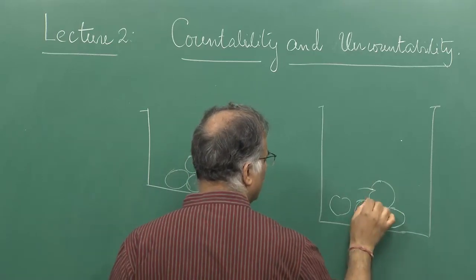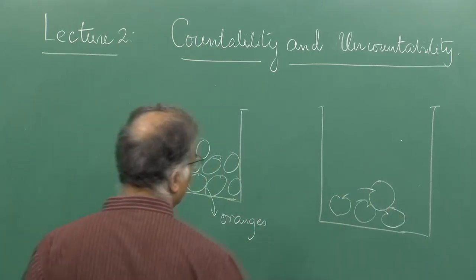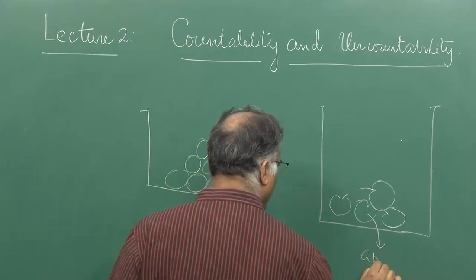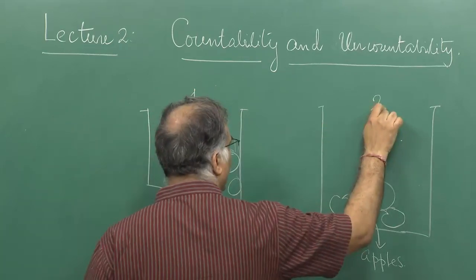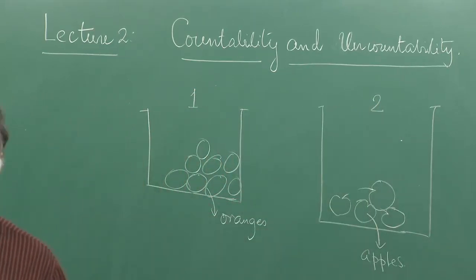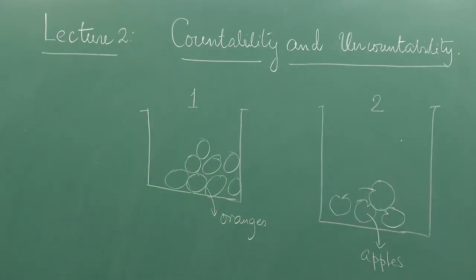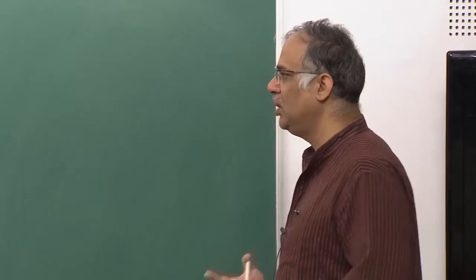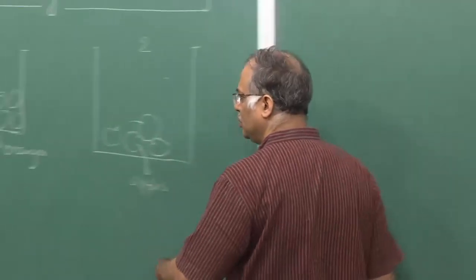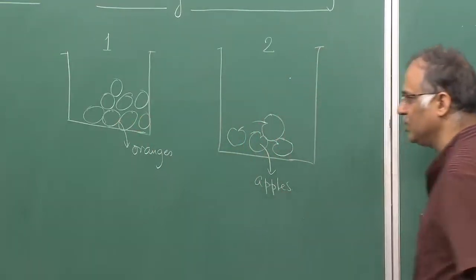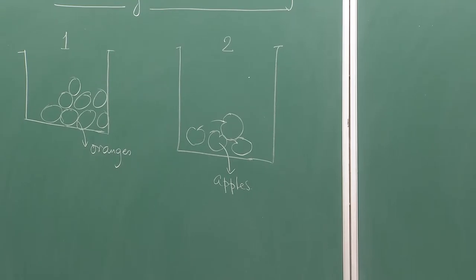Don't take the drawing so seriously. So, here are apples. Now, this is crate 1 and this is crate 2. Which one has more fruits, crate 1 or crate 2? Here, obviously, from the drawing, it is clear. But suppose you do not know how to count, you have no idea about the numbers 1, 2, 3, 4, how do you know which has more fruits and which has fewer fruits? Whether you have more oranges than apples, or apples than oranges, or are they equal?